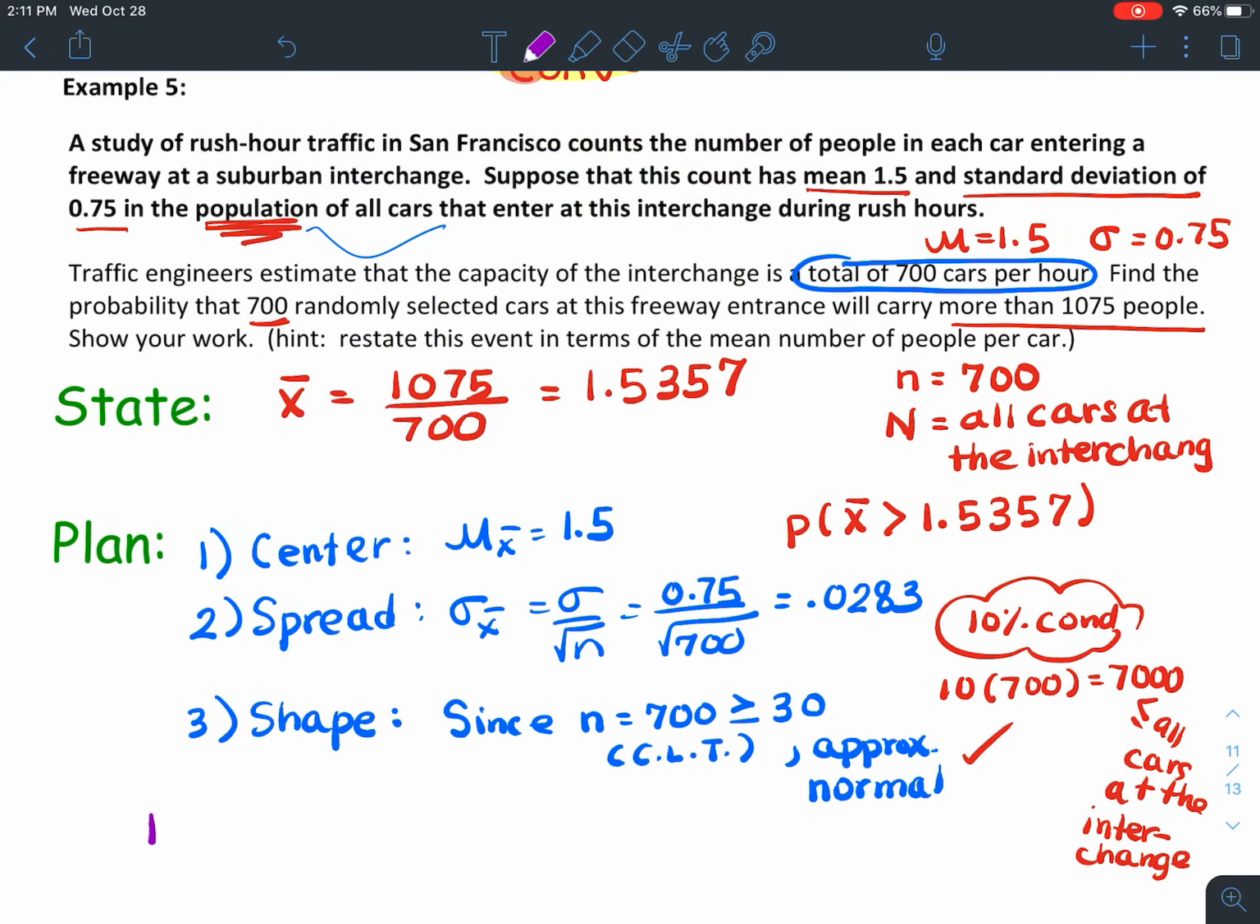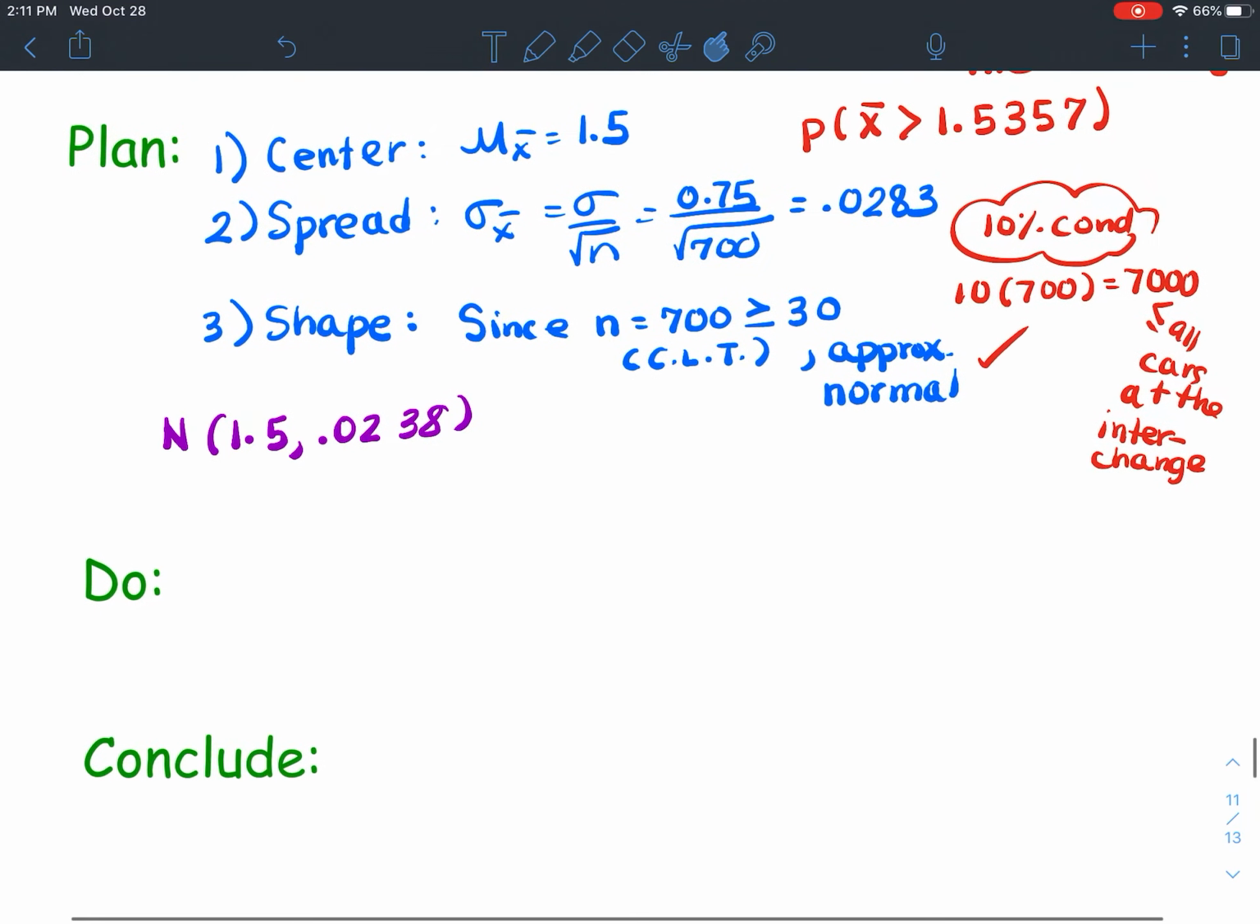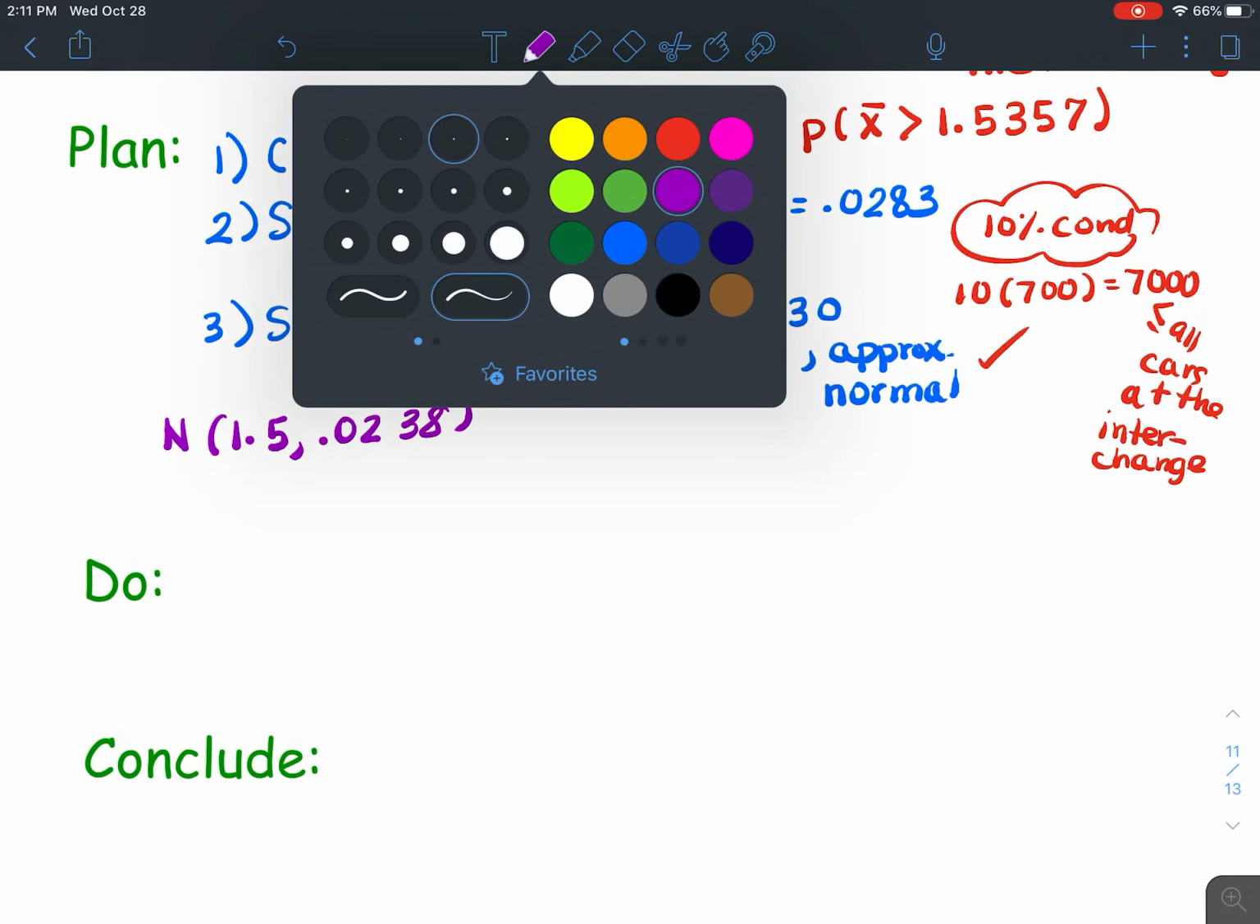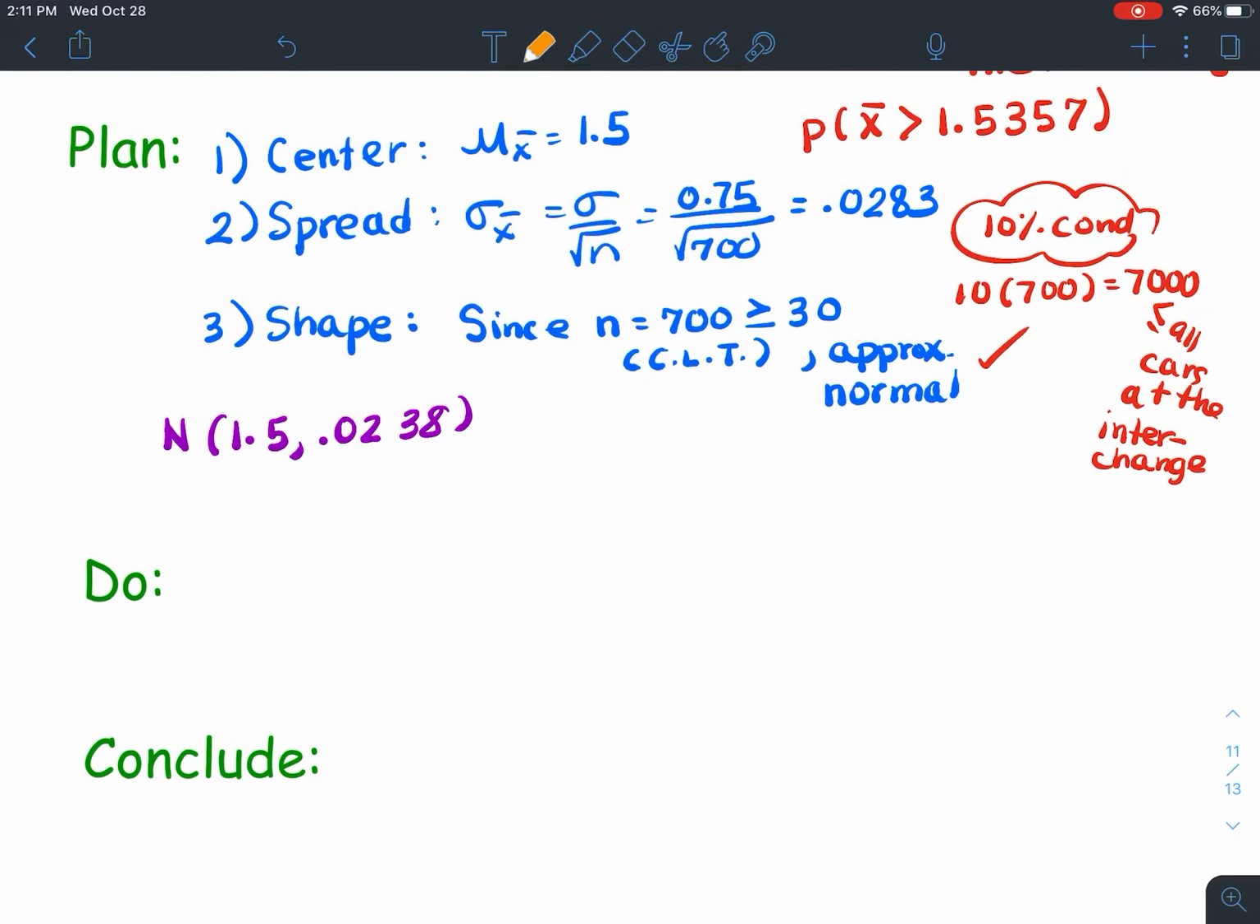Okay, so I'm going to put this information together. Approximately normal. Here's the mean. Here's the standard deviation. So that's all in my planning step, where I've showed each of those pieces that I need and any conditions that I would need to show as well. All right, so let's go ahead and move to the do step then.